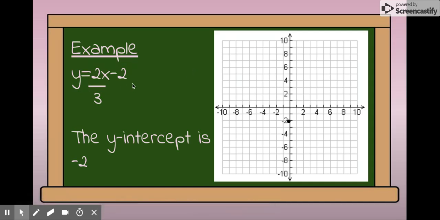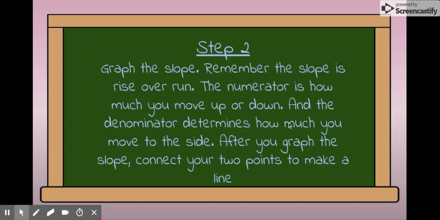In this example, our y-intercept is negative 2. So we go to the y-axis and we graph the negative 2. The second step is to graph the slope. So remember, the slope is rise over run. The numerator is how much you're moving up or down, and the denominator is how much you're moving to the side. After you graph your slope, you connect your 2 points to make a line.